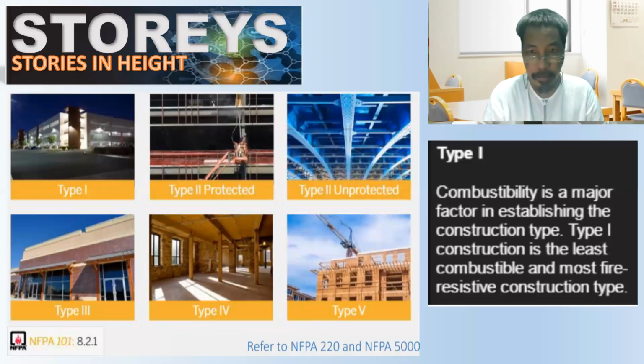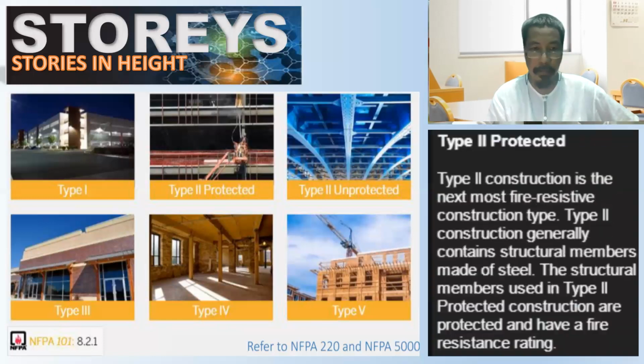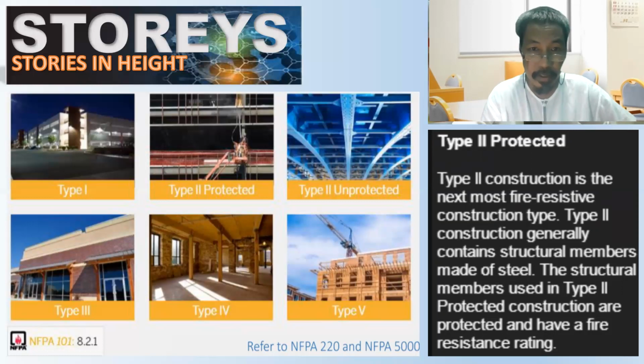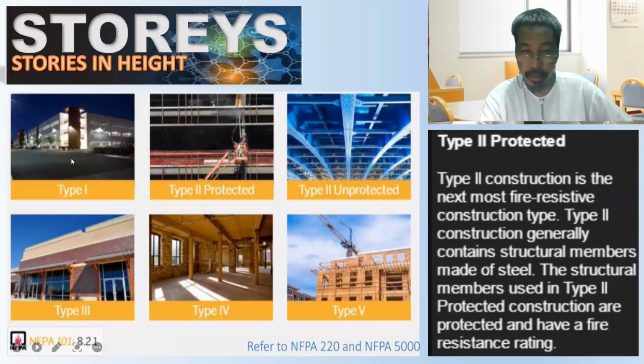Okay, so let us continue with the next type. Type 2, protected. Type 2 construction is the next most resistive construction type. Type 2 construction generally contains structural members made of steel. So generally, it uses steel, as you can see on the picture. As you can see on the picture, it is concrete.